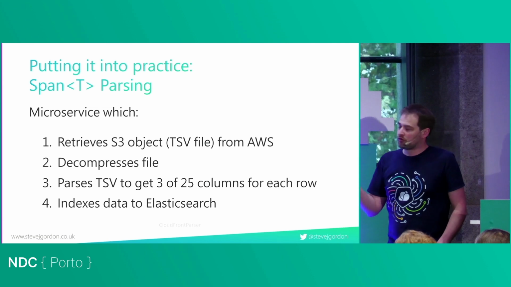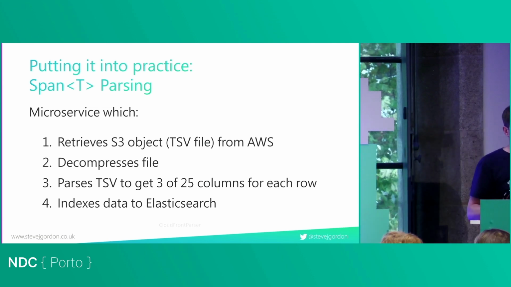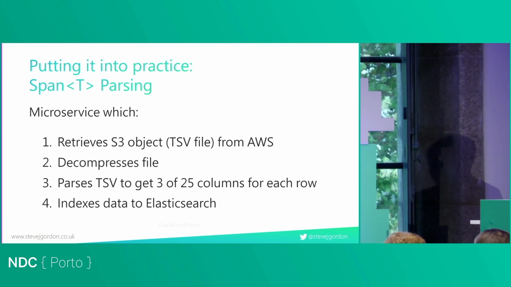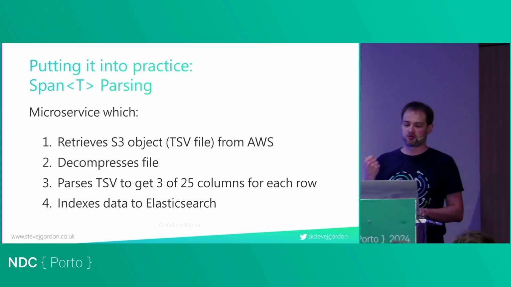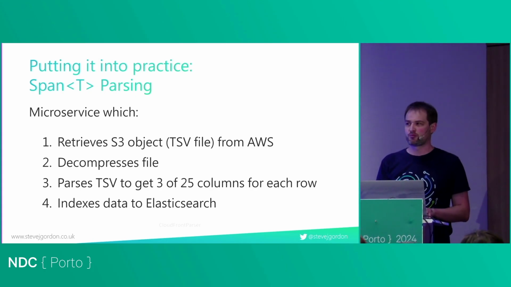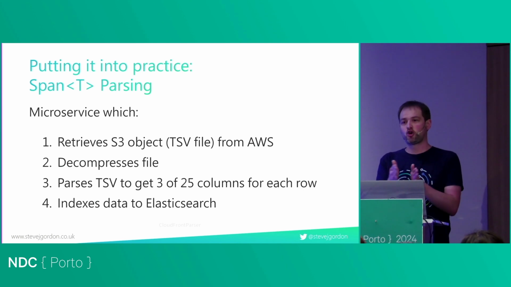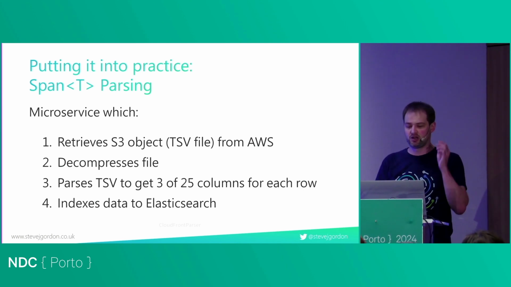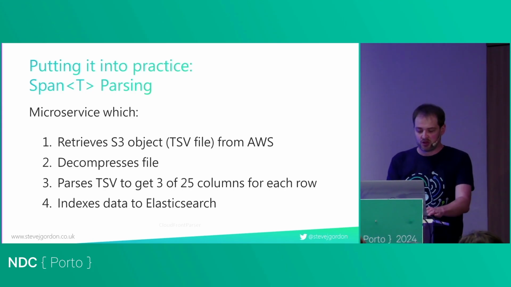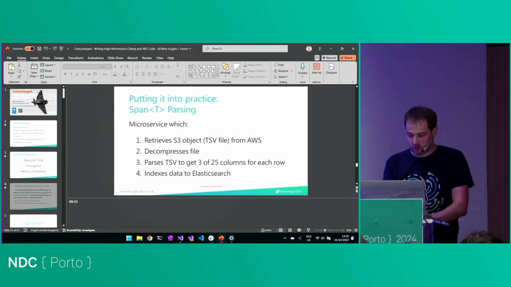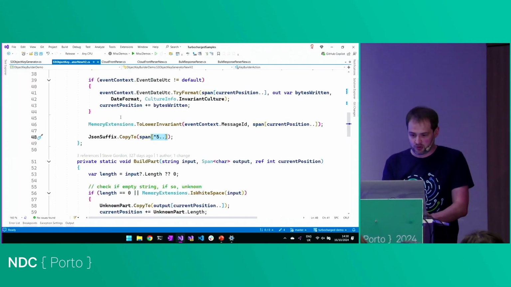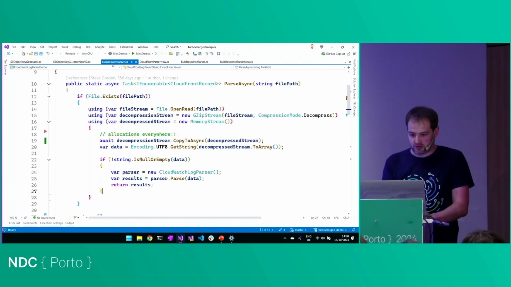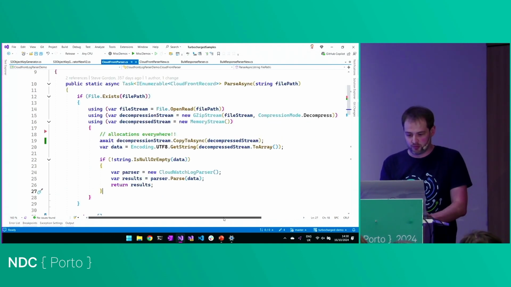The example that demonstrates usage of this, similar to the last one, same sort of microservice, we were dealing with retrieving objects from S3. In this case, it was a tab-separated file, so we wanted to get 3 columns of data from the separated file and index them into Elasticsearch. So I shall show you the before code. I didn't write this. I'm going to tell you that in advance because you might spot the problems.